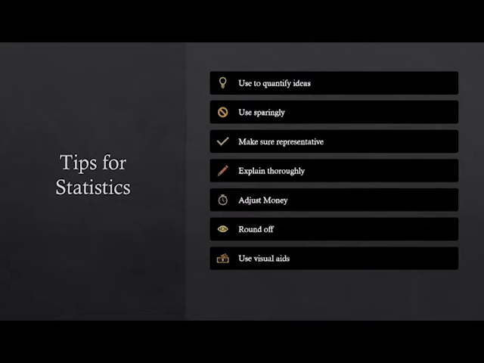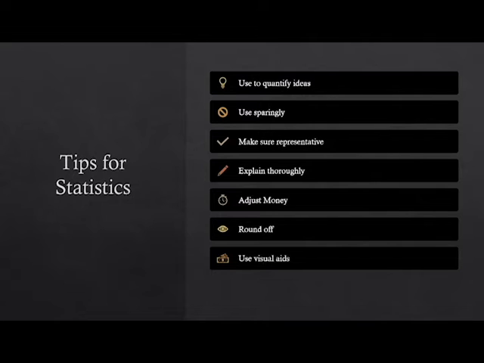You also want to make sure that they're representative of the audience. So just because 20% of your classroom thinks there's a problem, that doesn't mean it represents the whole entire campus. So you want to make sure that whatever you do is representative of what you're talking about it being.